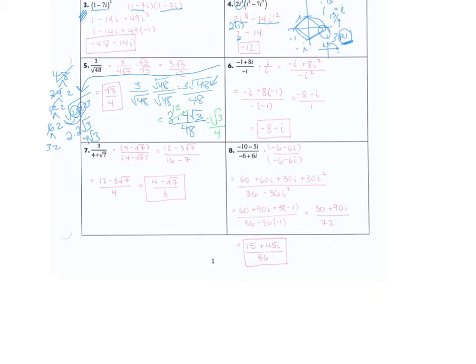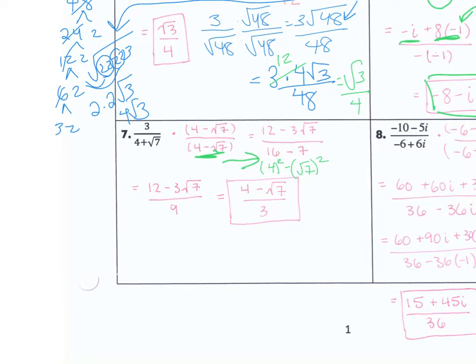So for number 6, remember you need to get rid of the i in the denominator, so you can multiply by i over i, and don't forget to distribute on top. So that's why you get -i plus 8i squared. You replace i squared with -1, so you get -8, which you write first, minus i, which you write second, all over 1. Remember, anything over 1 leaves you with what's in the numerator.